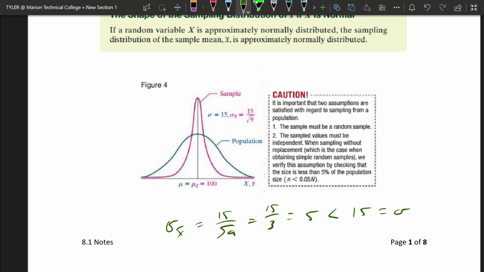So you can see that that's going to be true based on their numbers, but also on their graph. Remember, a smaller standard deviation means the values are going to be closer together, so you end up with a taller, skinnier graph. Where if your variation is more spread out, then you have a shorter, fatter graph, which is like the blue.